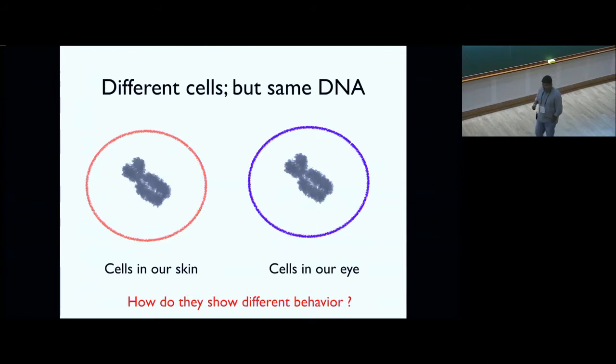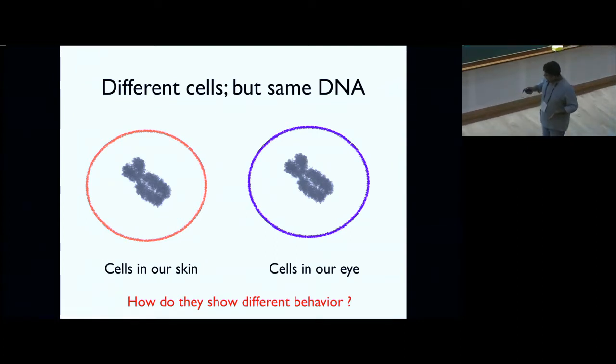But what is interesting is that we have different cells. We have cells in our skin, cells in our eye, cells in our heart. They are very different cells, but they have exactly the same DNA. We all started from a single cell and divided. So all our cells have exactly the same DNA, but these cells behave very differently. It's an interesting question how these different cells, which have exactly the same DNA, have very different behavior. It's like you have the same program, but it runs differently depending on whether you run it in Bangalore or somewhere in New York. It's that kind of puzzle, right?